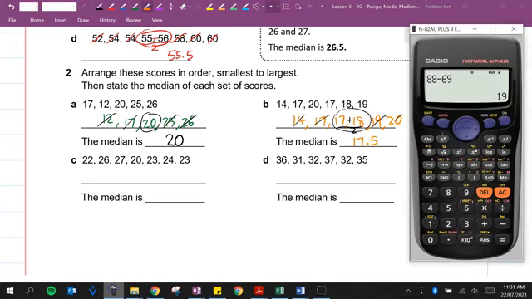Okay, we can put it in our calculator. 17 plus 18 over 2. Press my S to D button to get it as a decimal. 17.5.